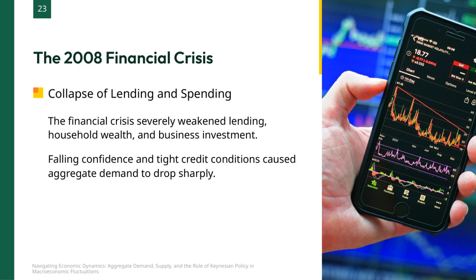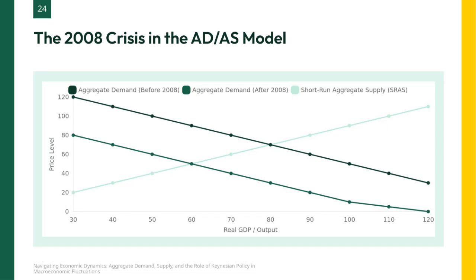This combination of factors is what led to the severe contraction we experienced during that period. Here we have a line chart illustrating the aggregate demand and supply curves before and after the 2008 financial crisis. The horizontal axis represents real GDP or output, while the vertical axis shows the price level.